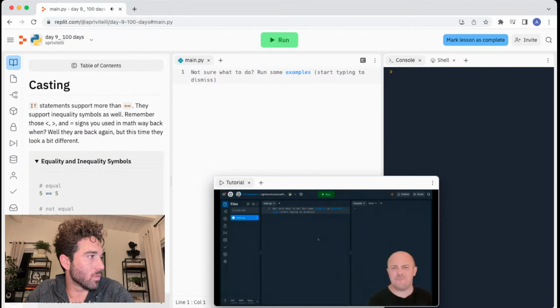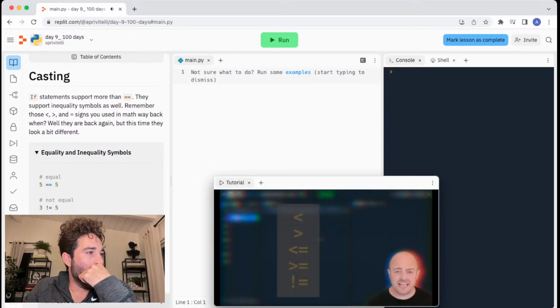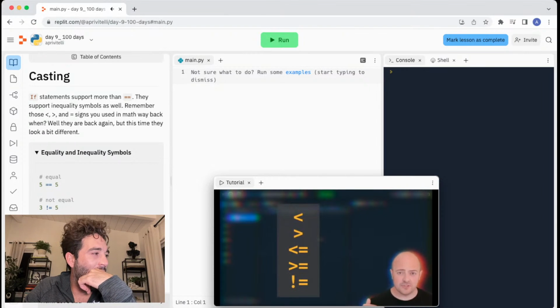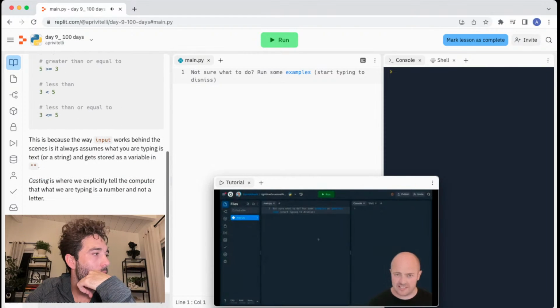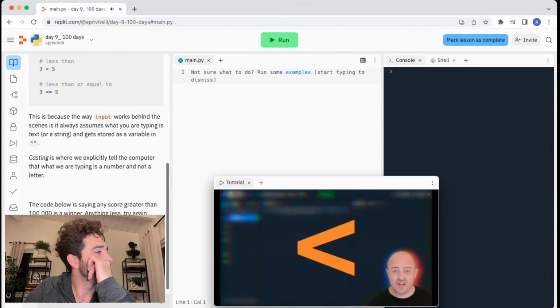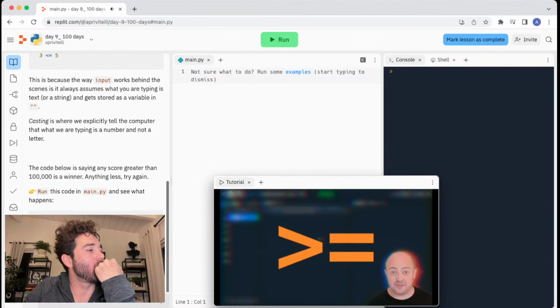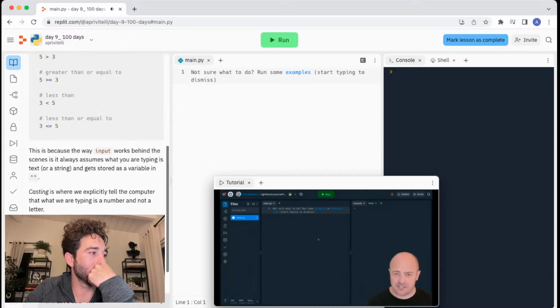Well, that's a bit of a lie, because if statements don't just support our double equal symbol, they support this entire range of symbols that you can see at the moment. These questions are called inequalities. We've got not equal to, so if both boxes are different, that will trigger the if statement. We've got less than, greater than or equal to, less than or equal to. All the classic inequality questions.